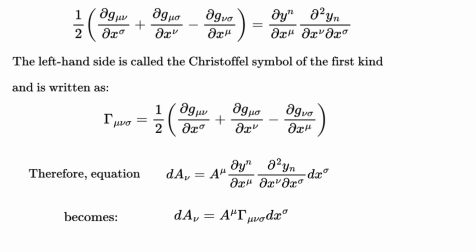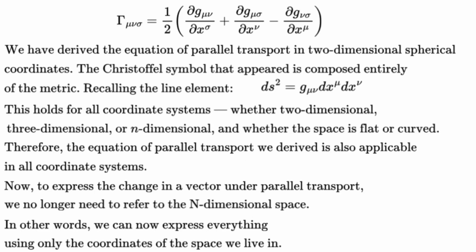The left-hand side is called the Christoffel symbol of the first kind and is written as follows. Therefore, the equation becomes this. We have derived the equation of parallel transport in two-dimensional spherical coordinates. The Christoffel symbol that appeared is composed entirely of the metric.